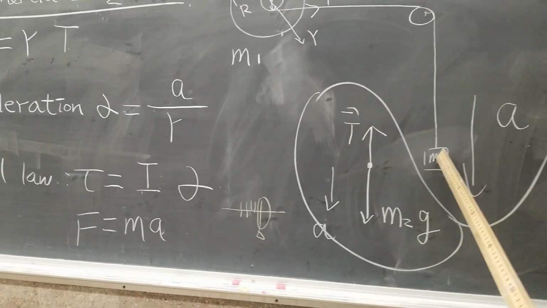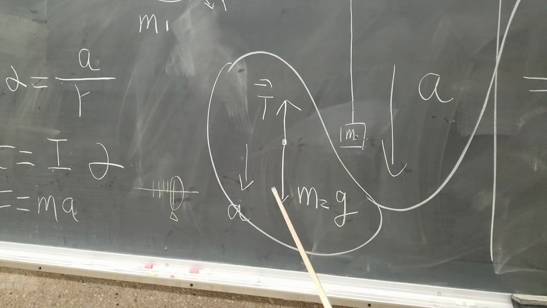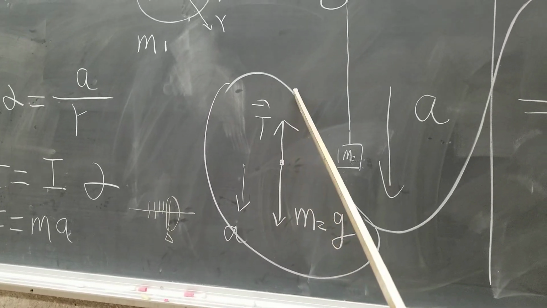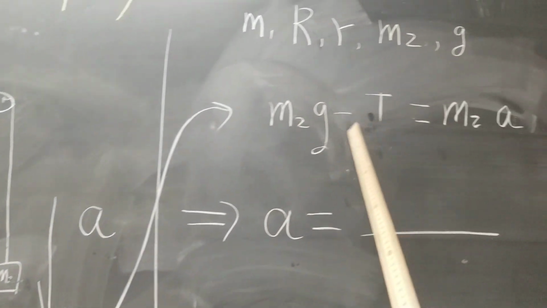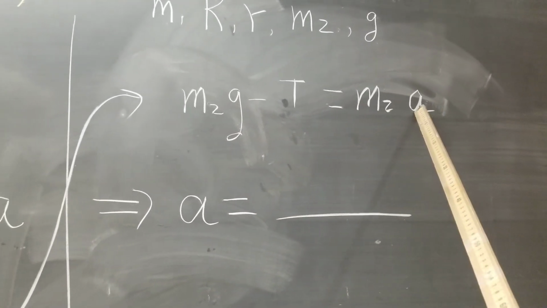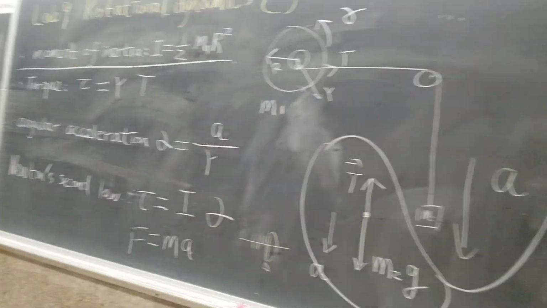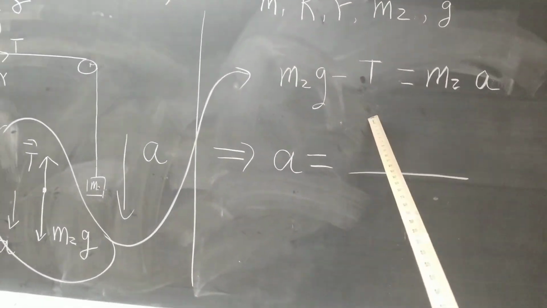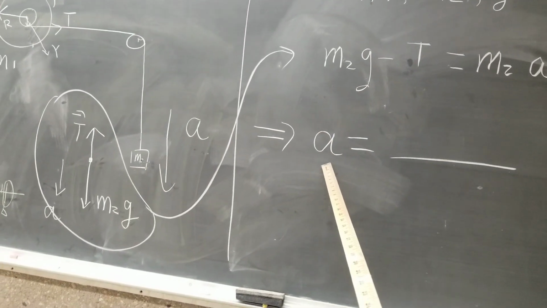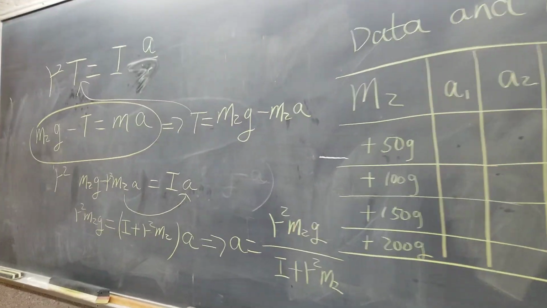And for the hanging mass, we can also apply Newton's second law. Weight points downward, tension points upward. And according to Newton's second law, the net force equals mass times acceleration. So now we have 4 equations, and you can solve for the acceleration. Here I'm going to show you how to solve for the acceleration.